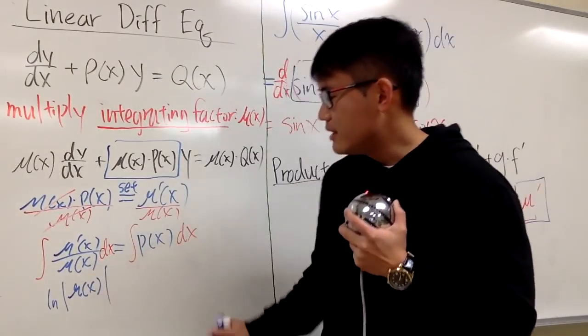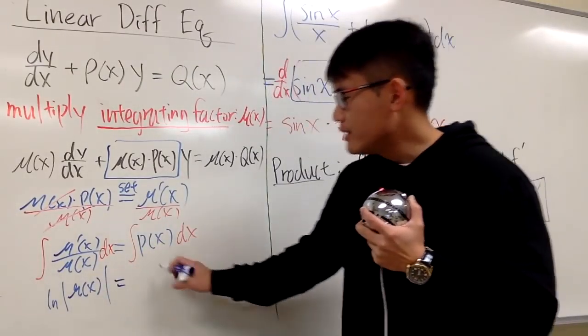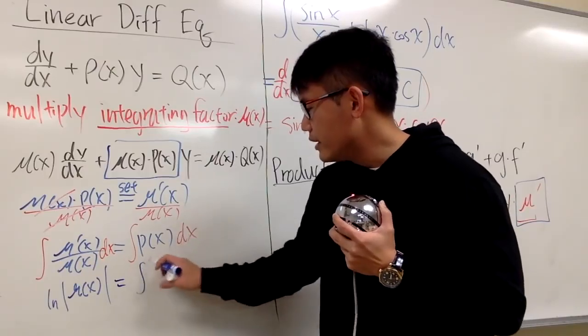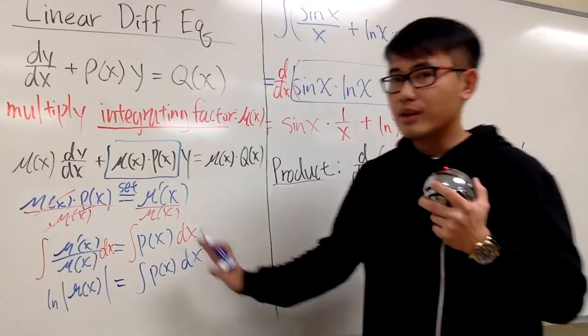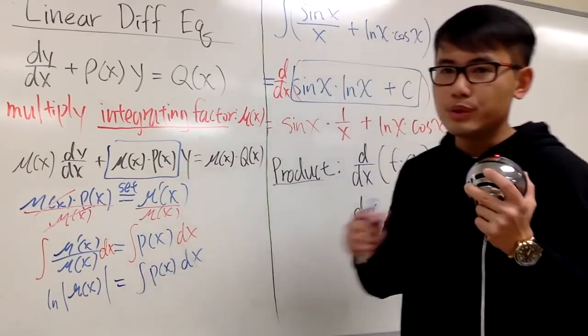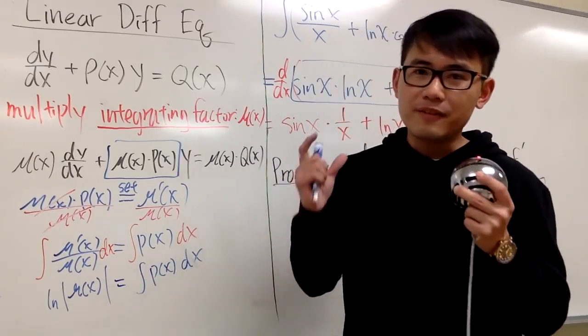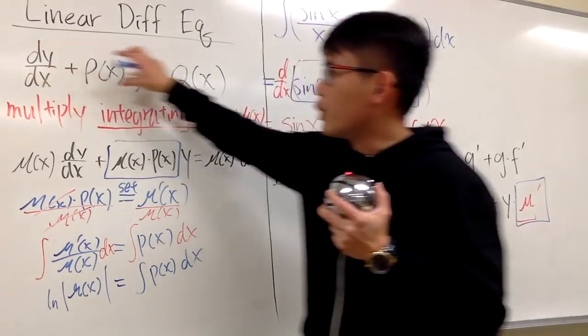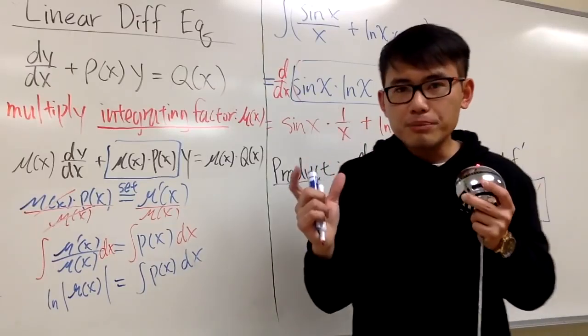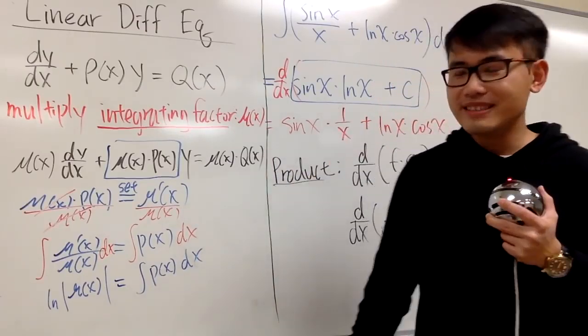Don't worry about the plus c. And on the right-hand side, I will just write it down as it is: integral of p of x dx. And once again, don't worry about the plus c because we don't care about the constant. We just care about the function part, so we can multiply the original equation by that function part. Everything will work out nicely.